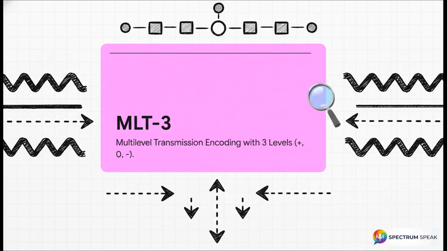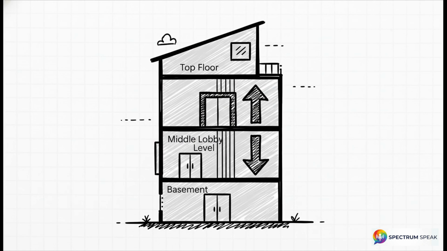But to really grasp how it works, we first have to understand the rules of how it moves between these 3 levels. To make this stick, I want you to imagine a visual analogy that you'll never forget. Think of MLT3 as an elevator in a really short 3-story building. You've got the top floor, which represents our positive voltage, you've got the lobby, which is our 0 voltage line, and then you have the basement, which is our negative voltage. This elevator is the signal on our wire, and the data bits we want to send, our ones and zeros, those are basically the buttons telling the elevator exactly what to do.